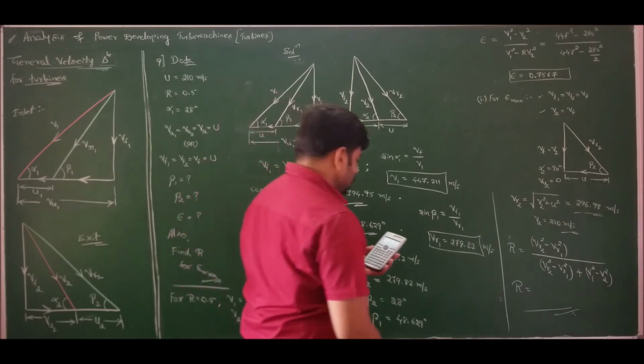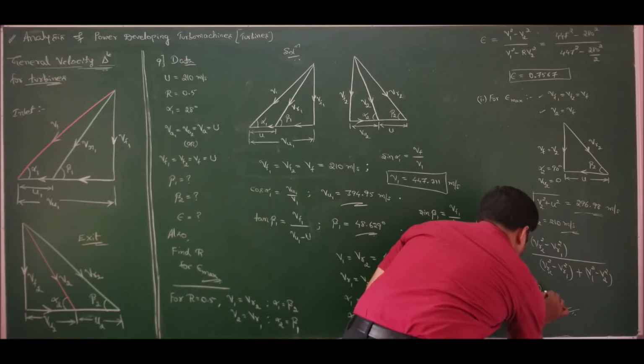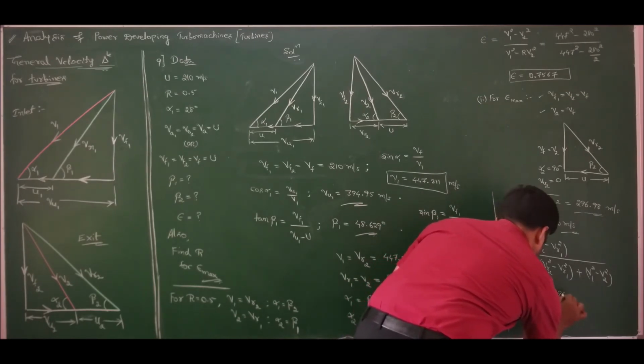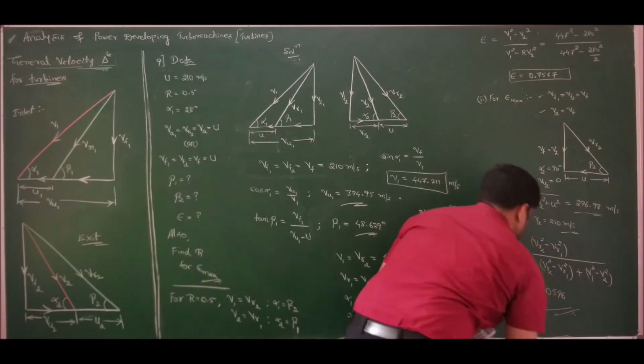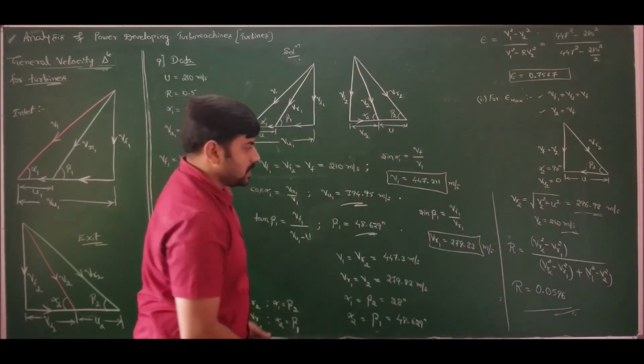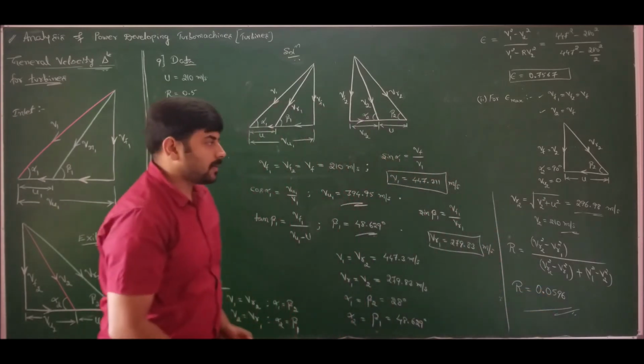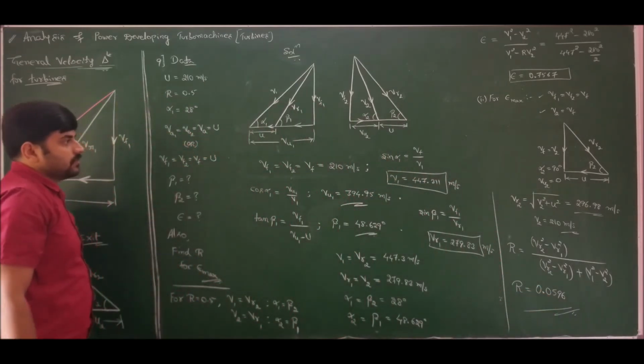So the degree of reaction should be 0.0596. So if the degree of reaction becomes 0.0596, then utilization will become maximum. So this is the complete solution for this problem.